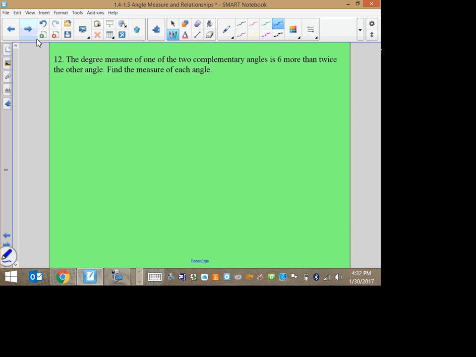Now we're looking at complementary angles. The degree measure of one of two complementary angles is 6 more than twice the other angle. So we have a 90-degree angle, think corner, and we have two angles. We have one angle we're going to call x, and the other angle is 6 more than twice that angle. Note that they have to add up to 90 degrees.